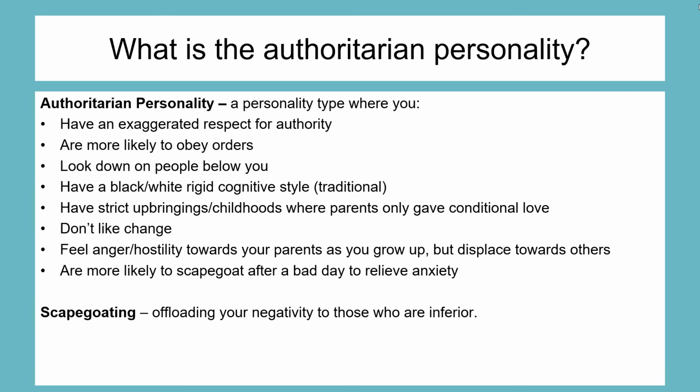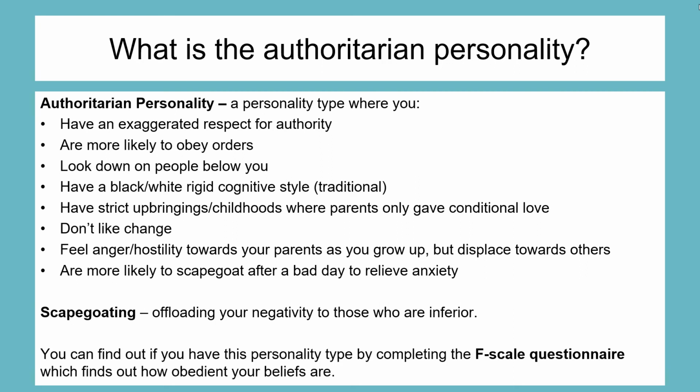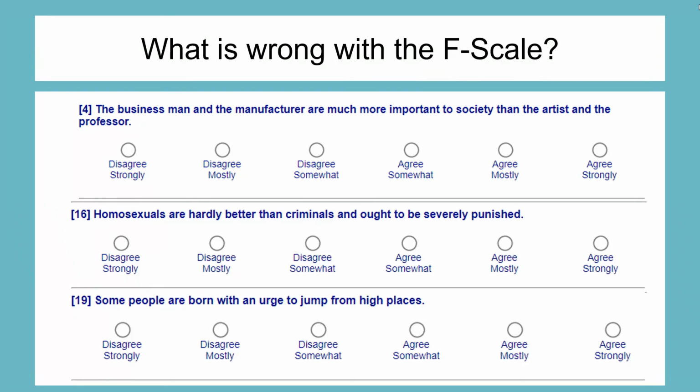So that's an extensive list of the authoritarian personality characteristics, and we covered in class that you could find out if you had this personality type by completing Adorno's F-scale questionnaire. The F-scale questionnaire caused a lot of problems for us anyway. Here are 3 examples of questions from the F-scale, and hopefully you can already start to remember why we had some serious concerns and serious problems with this F-scale.